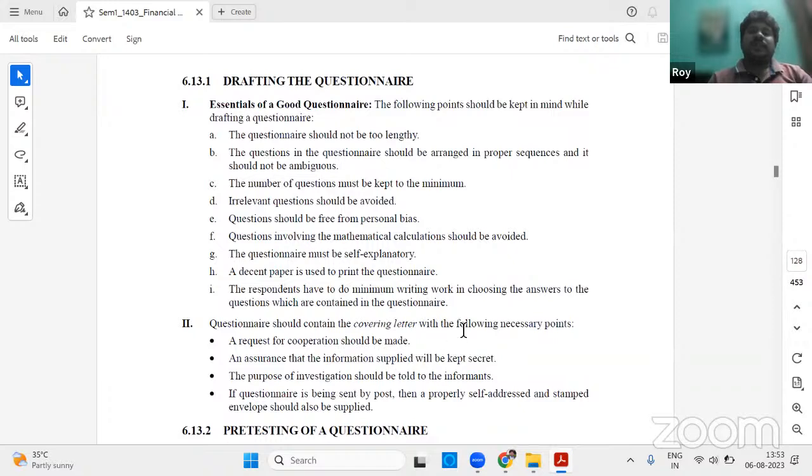The questionnaire should contain a covering letter with the following necessary points. One is a request for cooperation, and an assurance that the information supplied will be kept secret. You need to write a few very important things, that this will be confidential and will be kept safe, etc.